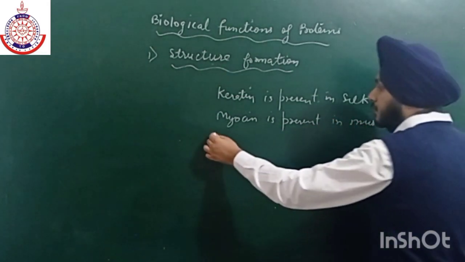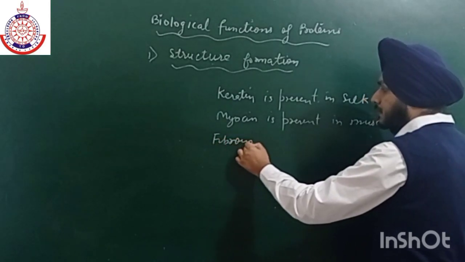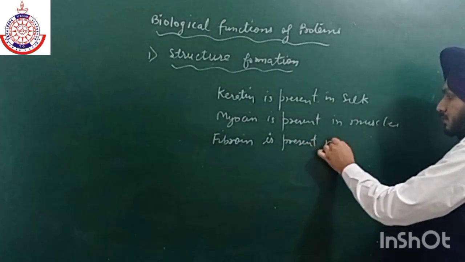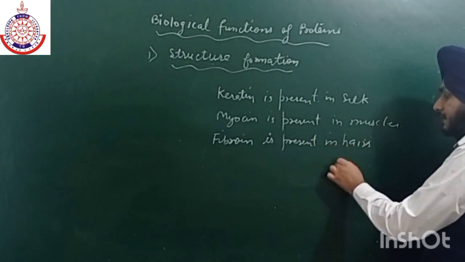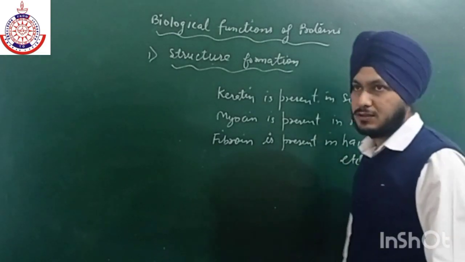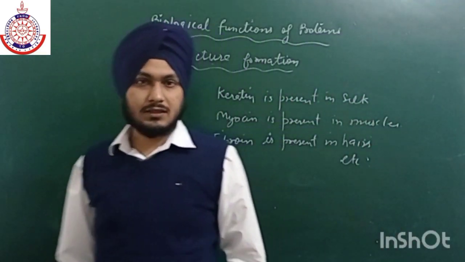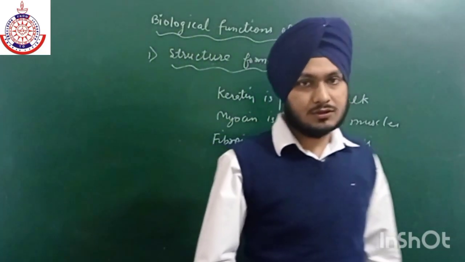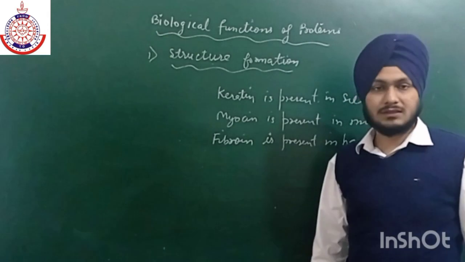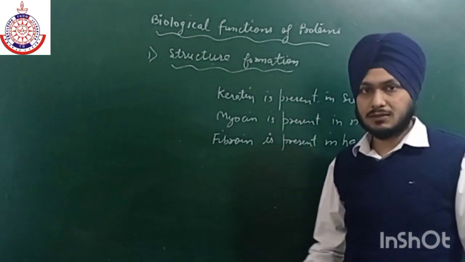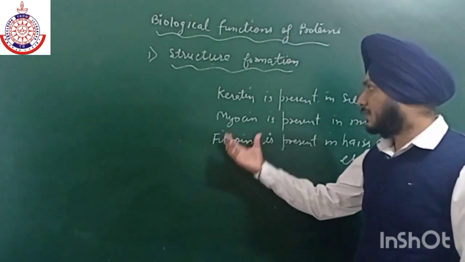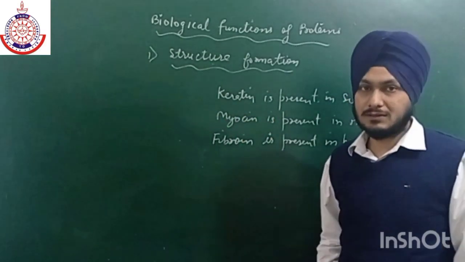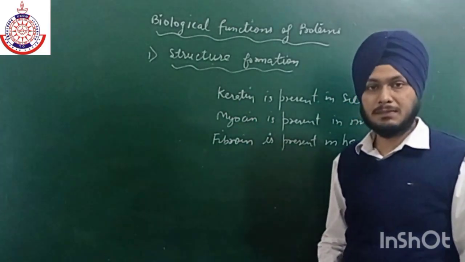So the structure of the body is present in muscles. Similarly, fibrin is present in hair. Okay, etc. So there are a large number of examples of proteins which are the basis of the structures of our body. In plants also, proteins are the basis of the structure of plants. So these are the main examples of how they are useful in the building of structure.